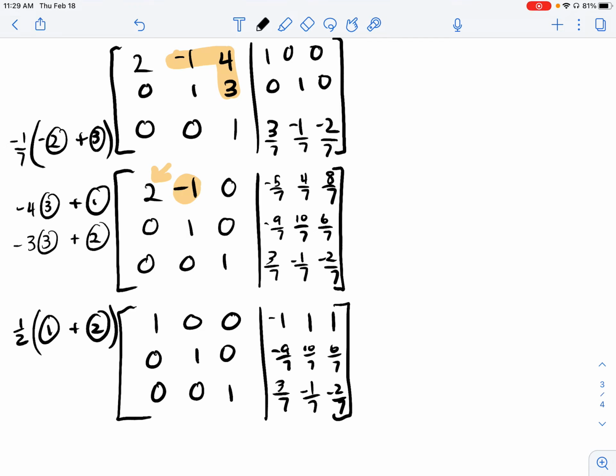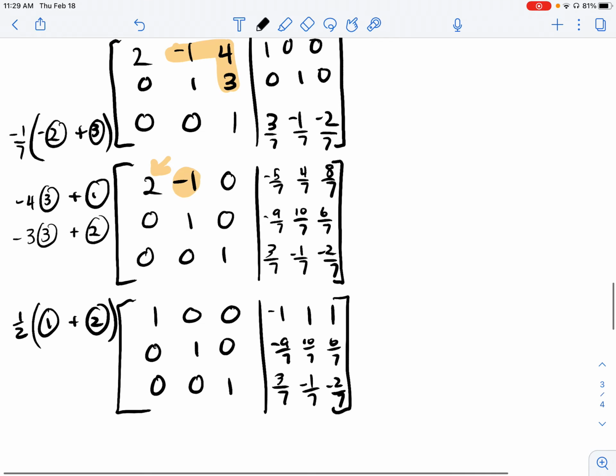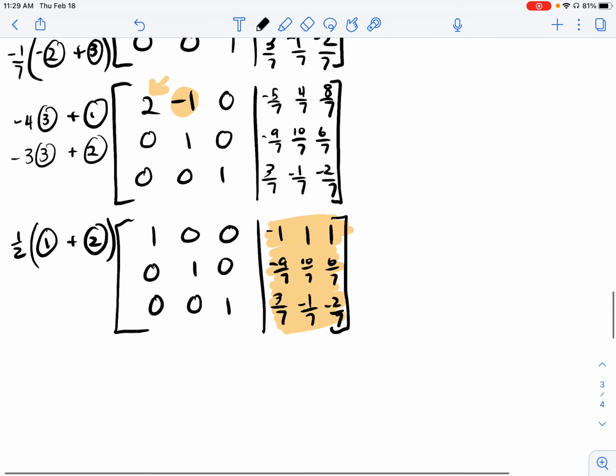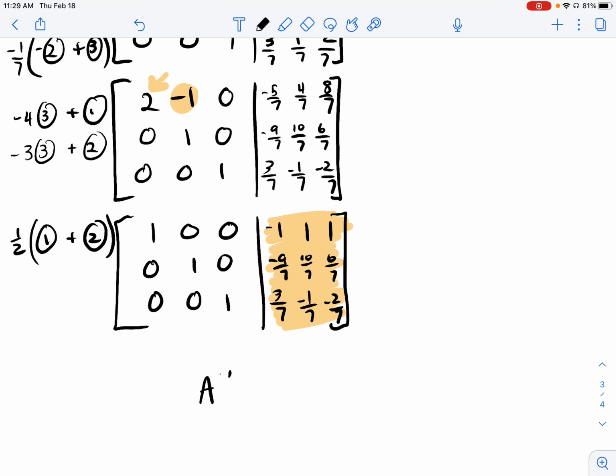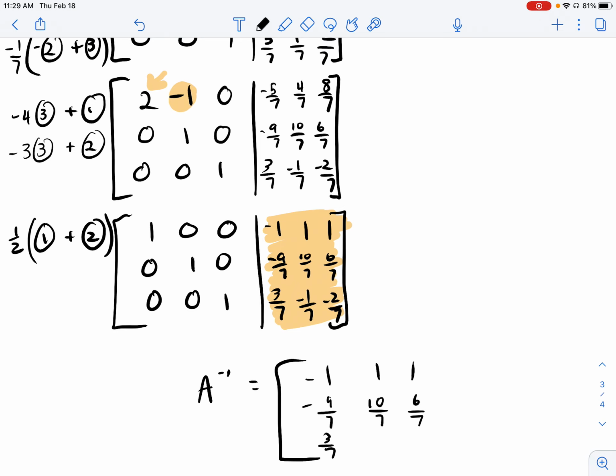So I now have my left side in reduced row echelon form. What I have here on my right side is going to represent my inverse matrix. So I will just write my inverse matrix as the following: -1, 1, 1. Apologize for my handwriting. And there we go. There's my inverse matrix. And again, that should be the same thing that we got from the previous problem, but now we are just using Gauss-Jordan to find our inverse matrix.